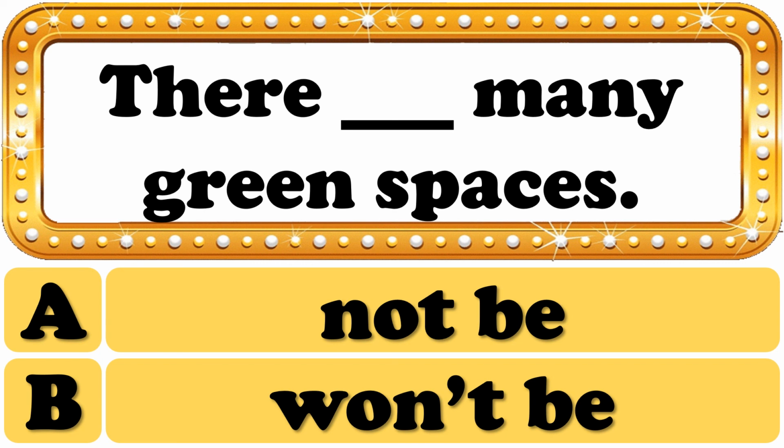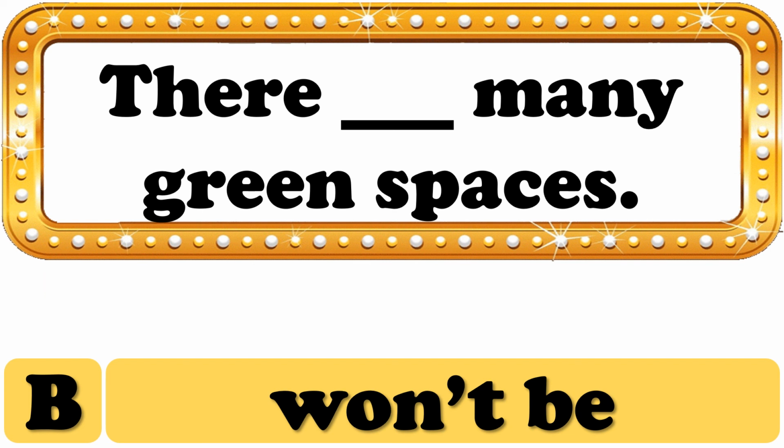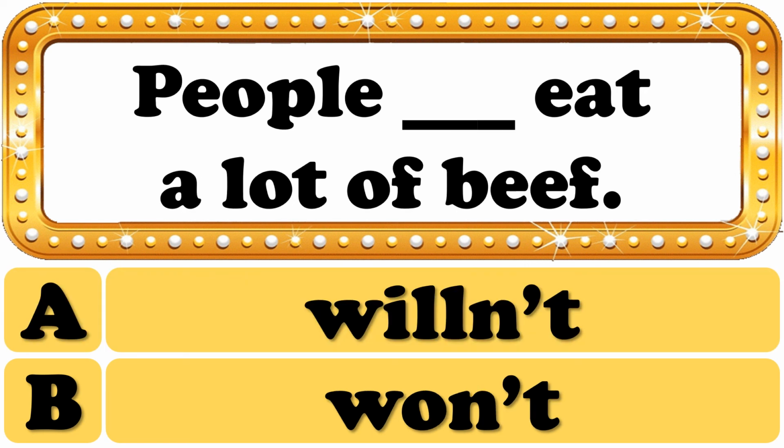A or B? What do you think? Which one will finish this future tense sentence correctly? It will be B. There won't be many green spaces. Maybe because of all the people around and we need to build homes for them, so we might have fewer and fewer green spaces. Let's keep going.